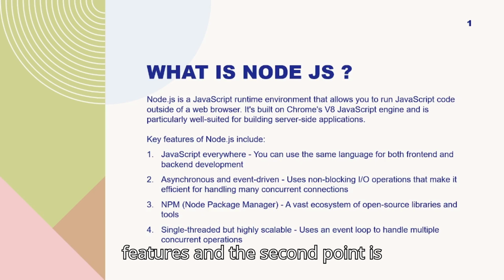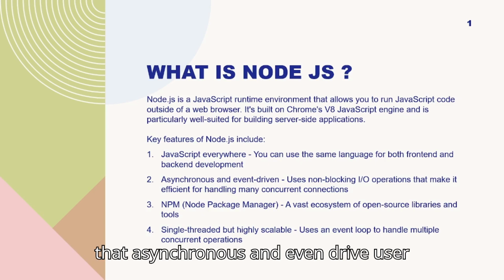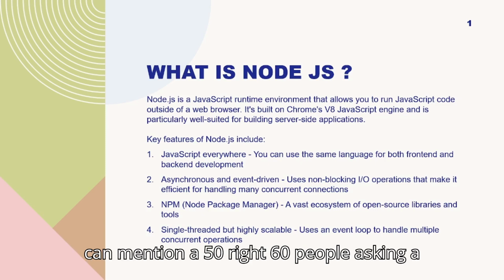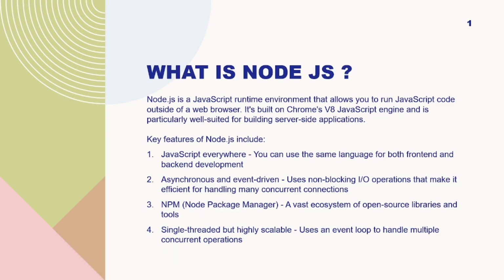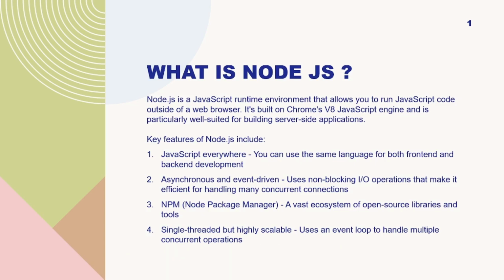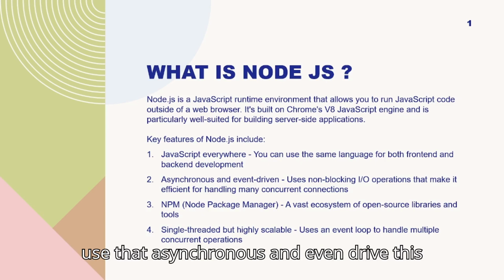The second point is asynchronous and event driven, using non-blocking IO operations. So what is that non-blocking? Say we are creating an application, and 100, or you can say 50, people are sending requests, posting and submitting our form. In that case we use asynchronous and event driven.